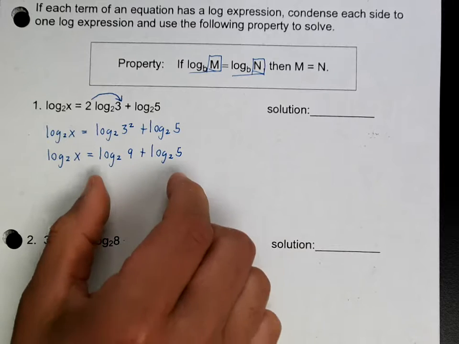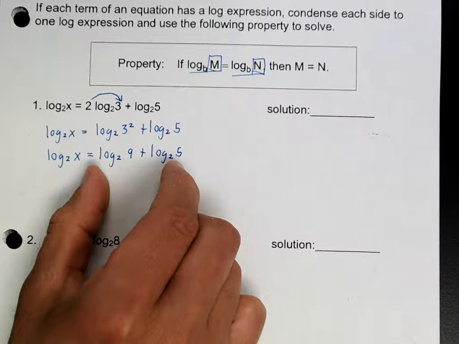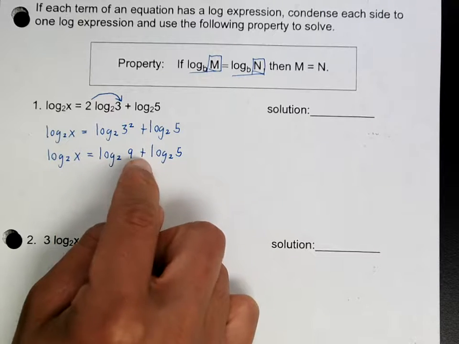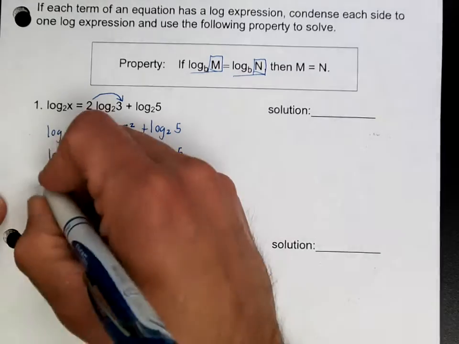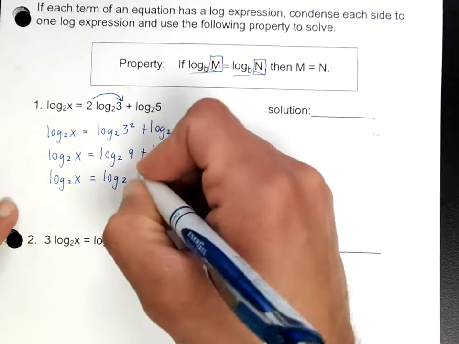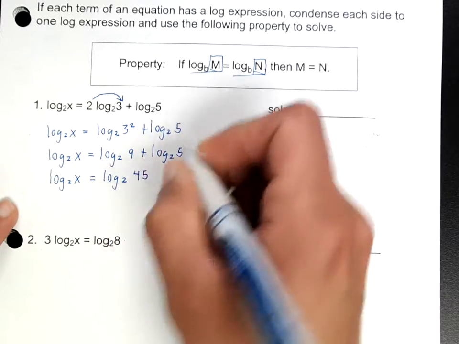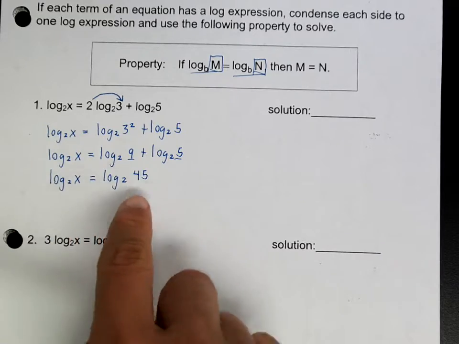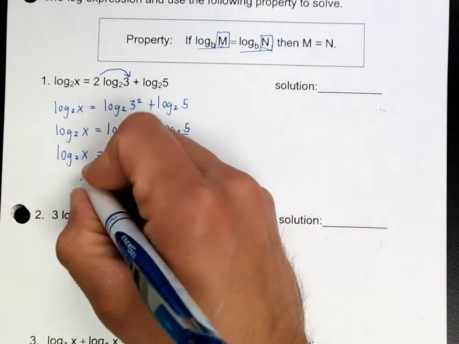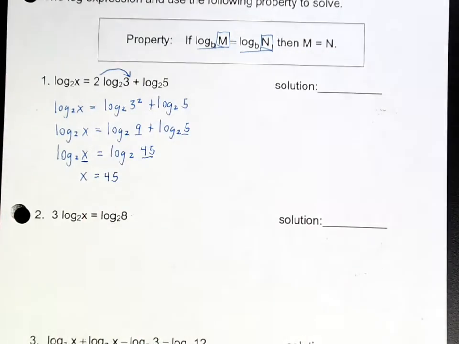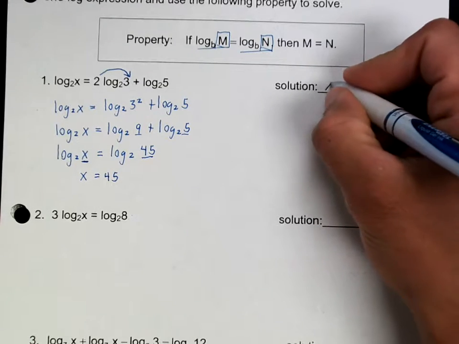Now, I want to condense this into a single logarithm. And to do that, remember, if I have a plus, I can actually multiply that 9 and that 5. So on the left side, I still just have log base 2 of x. But on the right side, I'm going to have log base 2 of 45, because that's what 9 times 5 is. Now, when I get to that point, when I have one logarithm on the left and one logarithm on the right, then the next step is to set the insides equal to one another. And sometimes, like in this case, you don't even need to solve. That's the answer right there. So that's it for that one.